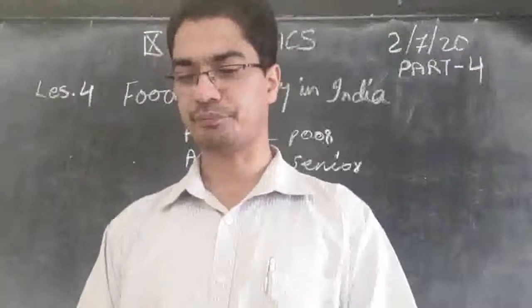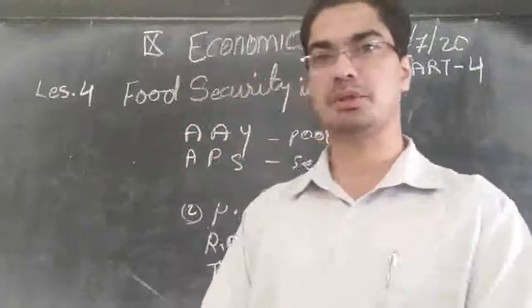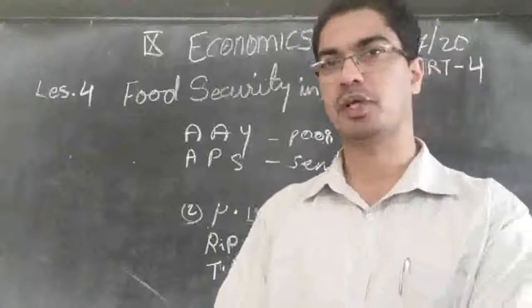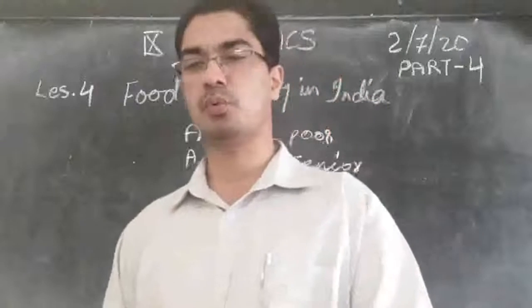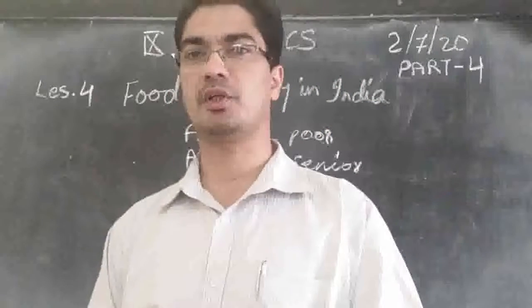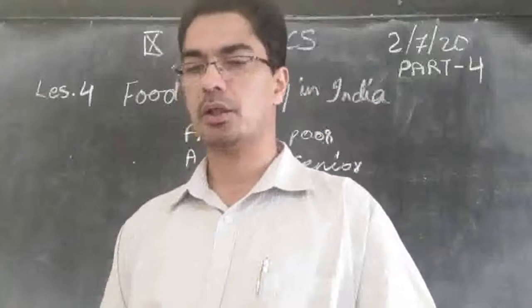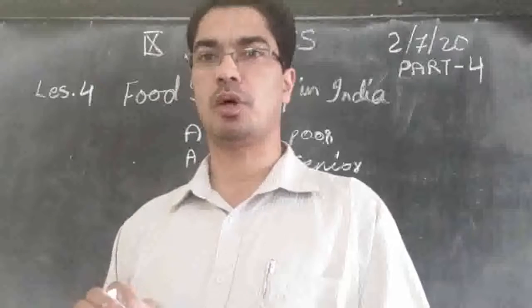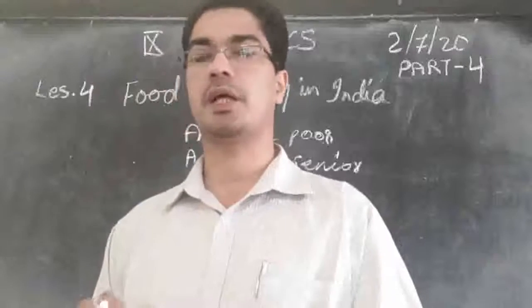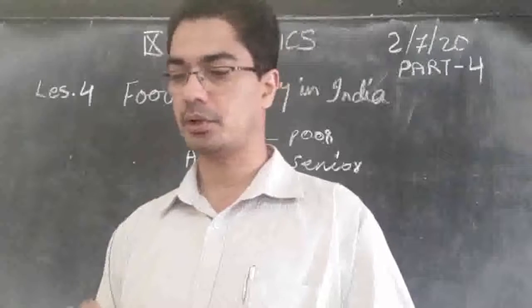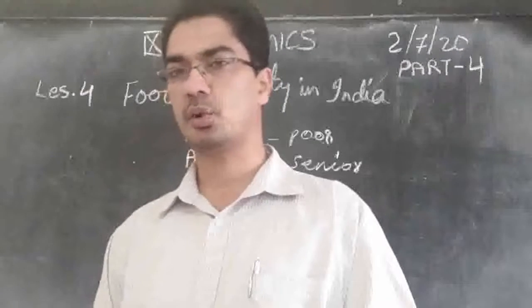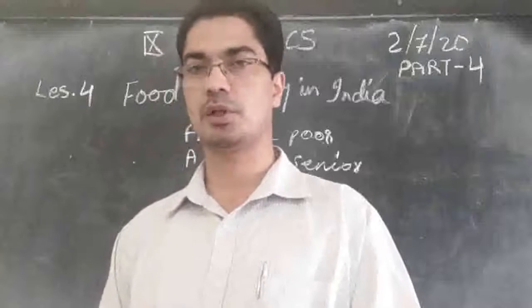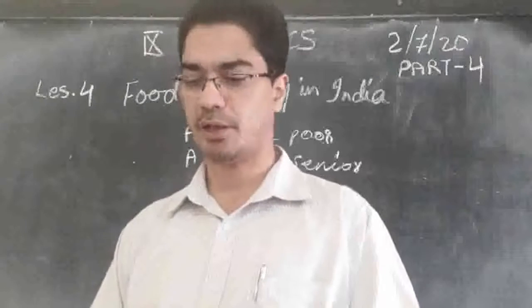Now another program is Antyodaya Anna Yojana, that is meant for the poorest of the poor. Those who are very poor. The program was introduced in 2000, and the amount that they could buy was 35 kg of food grain, and the price was wheat only 2 rupees and rice only 3 rupees. That is what they had to pay at the time of buying.